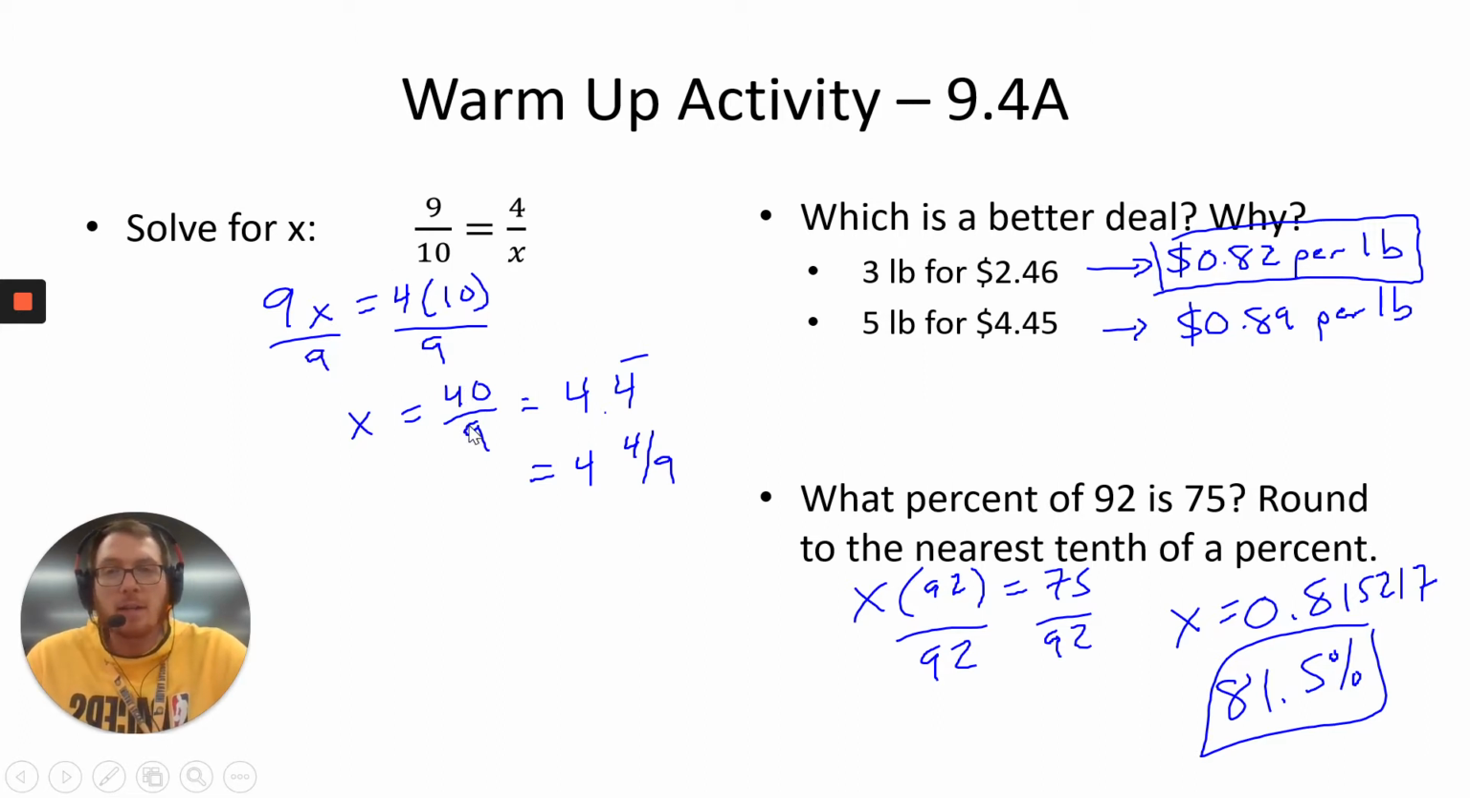You'll have 40 divided by 9. Now remember, you could make that a decimal, which would be 4.4 repeating. The improper fraction of 40 over 9 actually isn't that bad of an answer, which could become 4 and 4/9 as a mixed number.